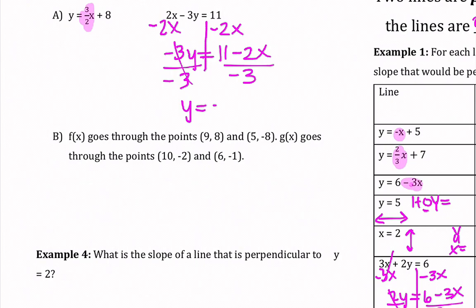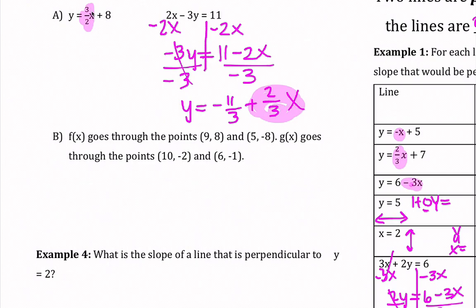A negative 11 over 3. Next, I need to take this negative 2x and divide it by negative 3. Well, a negative 2 divided by a negative 3 is a positive 2 over 3x. So now that y is by itself, I can look at the number beside x and discover my slope.